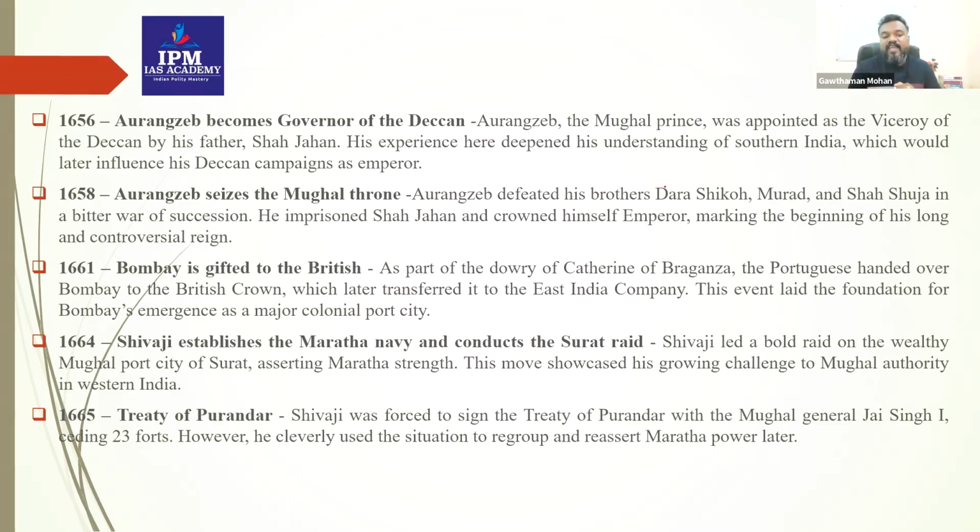And in 1658, Aurangzeb seizes the Mughal throne. Within 2 years, Aurangzeb defeated his brothers Dara Shikoh, Murad, and Shah Shuja in a bitter war of succession, and he imprisoned Shah Jahan and crowned himself the emperor, marking the beginning of his long and controversial reign. It was a very long and controversial reign for Aurangzeb, because it started from 1658. He imprisoned his own father, Shah Jahan, crowned himself as the emperor, and started the rule.